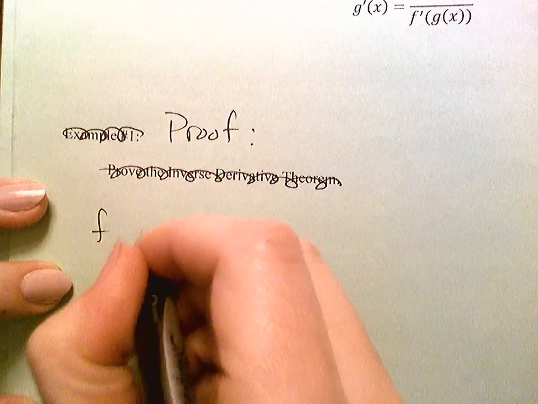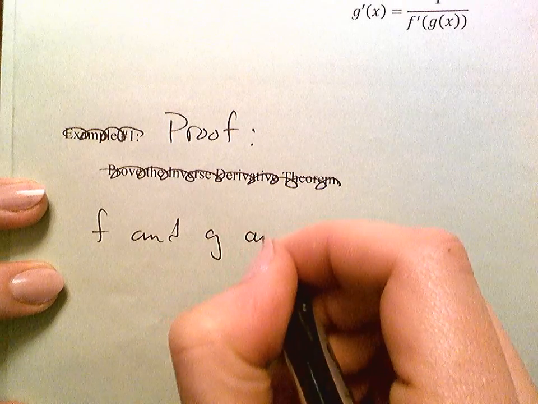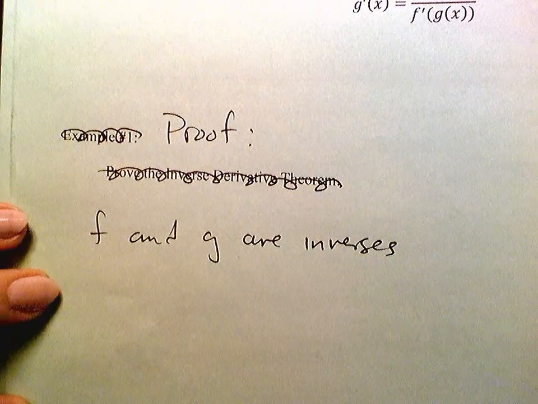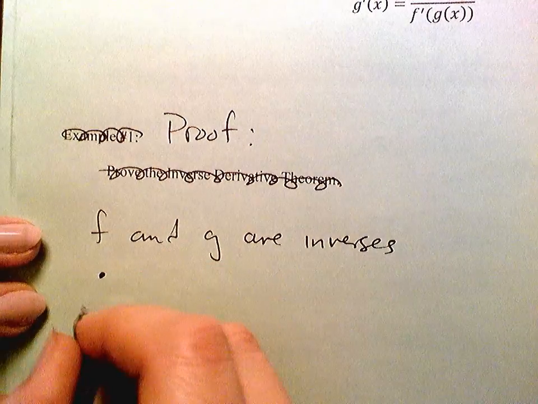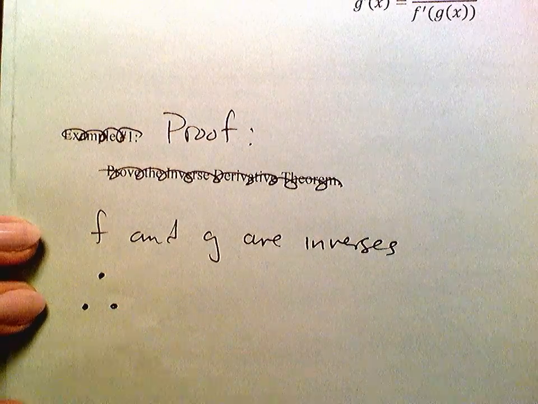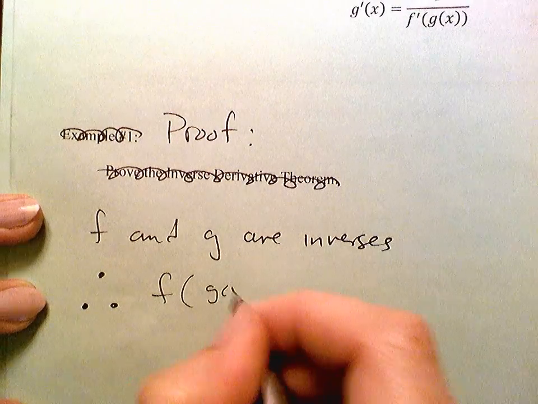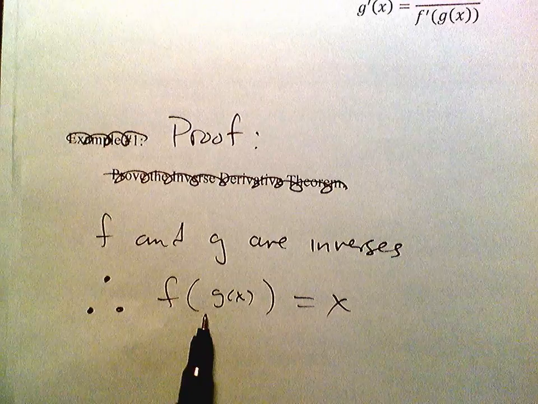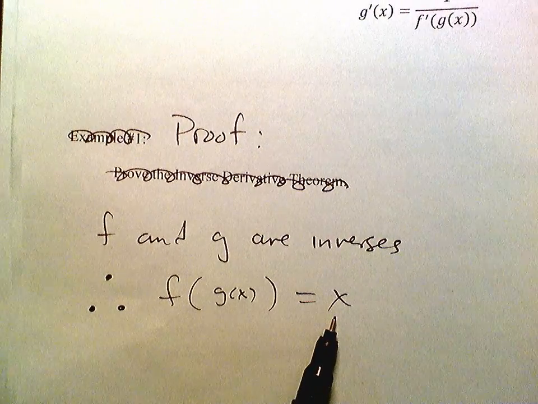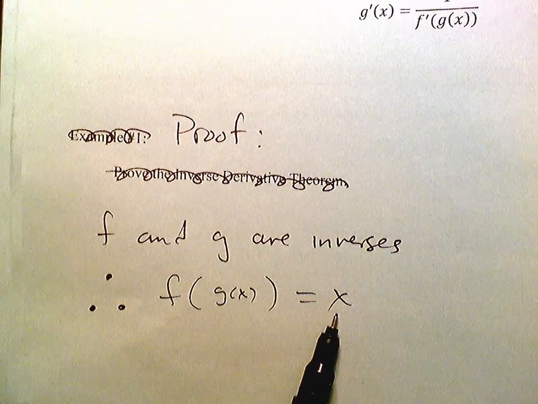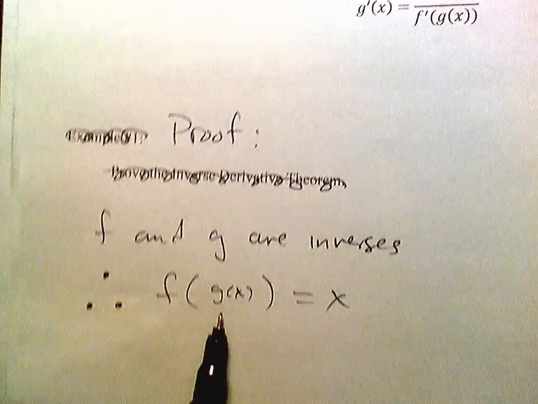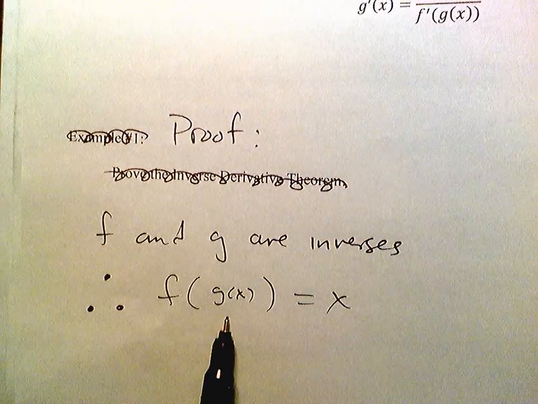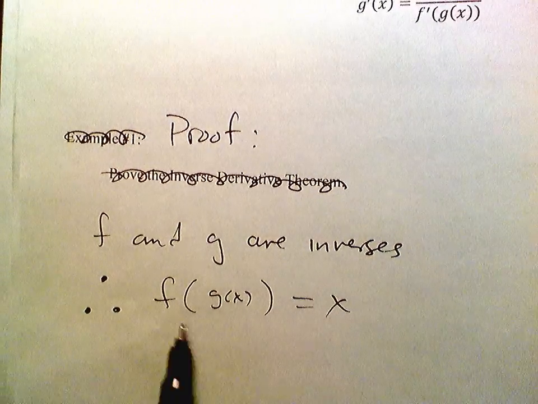So f and g are inverses. We start off assuming that. Therefore, f composed with g of x is equal to x. That's how inverses work, guys. If you do a composition of them, you just end up with whatever input went in to begin with, because they reverse each other. Whatever g does, f reverses, and vice versa. So if you did g composed with f of x, the same thing would happen.